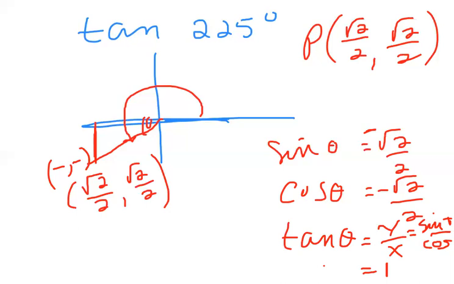I think I'm going to do one more, and this time I'm going to do it with a radian measure. So let's go ahead and use a radian measure. This time it says, use a reference angle to find the exact value of 10 pi over 3. You're going to find the sine, cosine, and tangent.